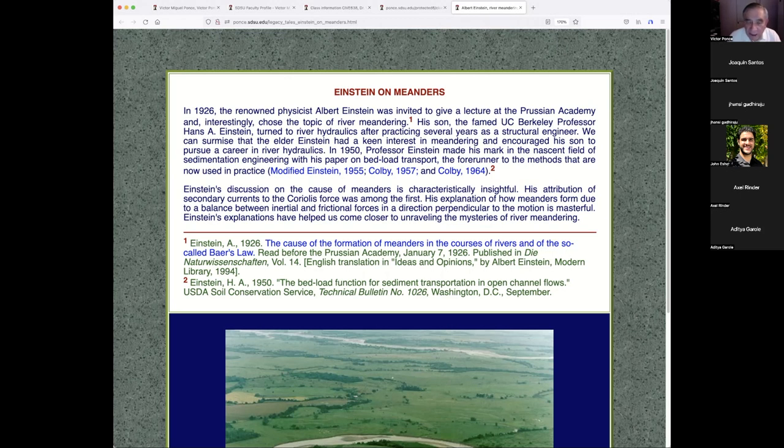Okay, Einstein's discussion on the cause of meanders is characteristically insightful. He's very insightful, as a matter of fact. His attribution of secondary currents to the Coriolis force was among the first. What is the Coriolis force? I'll get into it later on in a minute here. Everybody talks about it, and very few people quite understand exactly what it is or how it originates. His explanation of how meanders form due to a balance between inertial and frictional forces in a direction perpendicular to the motion is masterful. I say that because for many years, as I was beginning my career, I spent about 10 years just looking at this subject. But I was looking at it in the direction of motion, not in the direction perpendicular to the motion. That was too much for me.